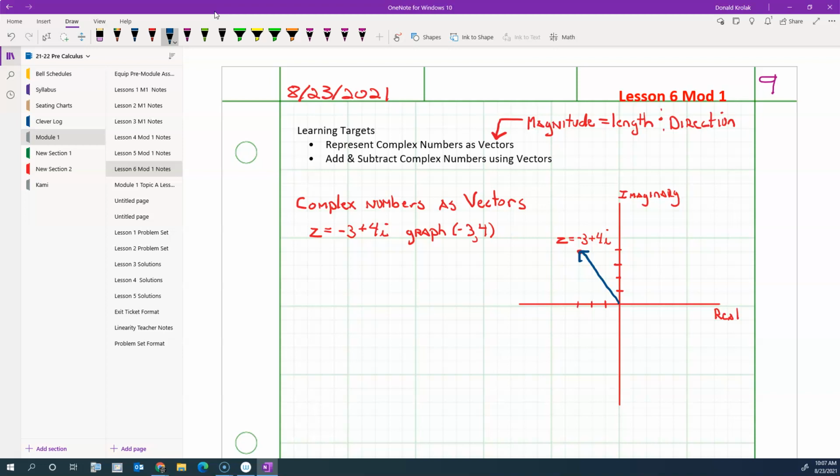Now in this vector, this is called the tail, and where the arrow is, that's called the tip. So the tip is actually where it ends. That's known as the tip. And that's important because when we start to add and subtract them, we use what's called the tip to tail method when you're lining them up.